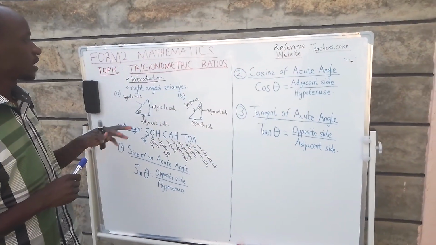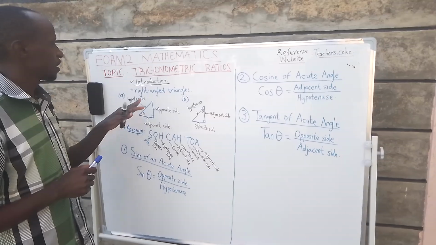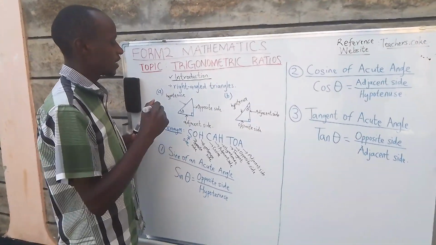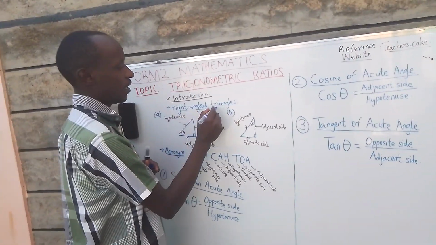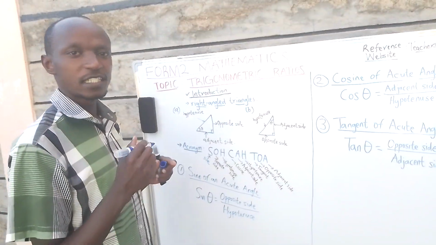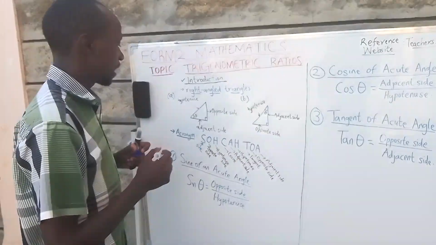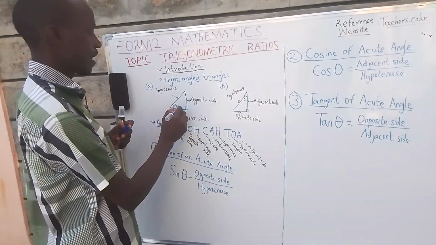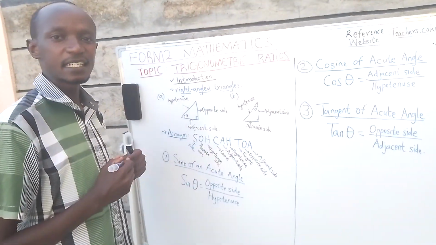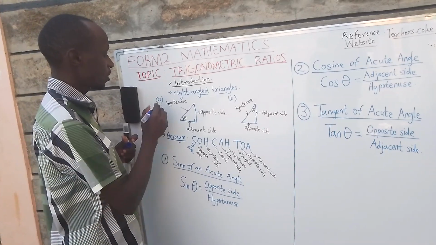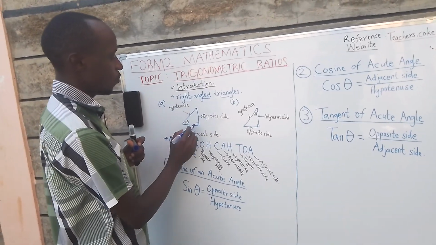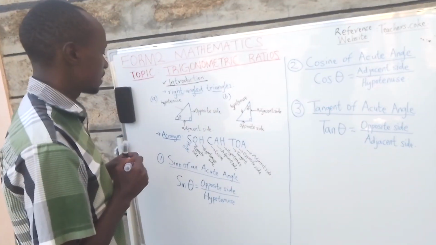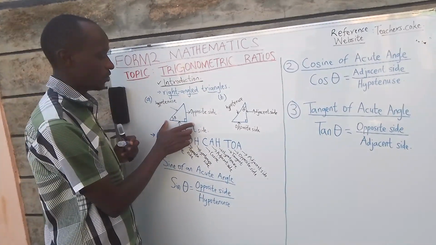So in trigonometric ratios, we are going to look at an introduction, where they deal with right-angled triangles. A right-angled triangle has an angle of 90 degrees. So when you look at this example of a triangle, this is the symbol of a right angle. So this is a right-angled triangle.